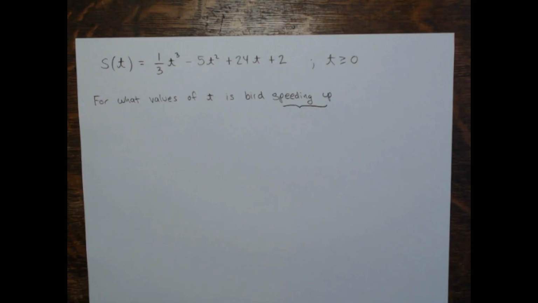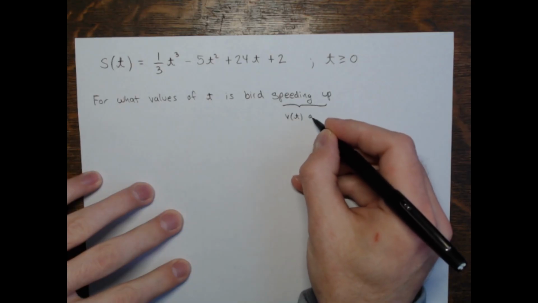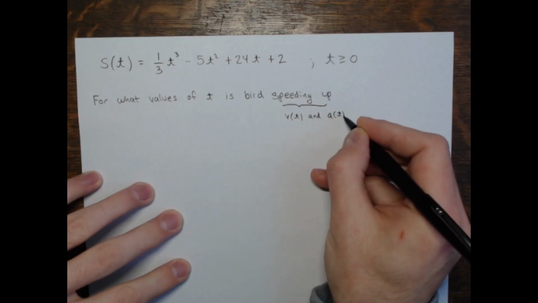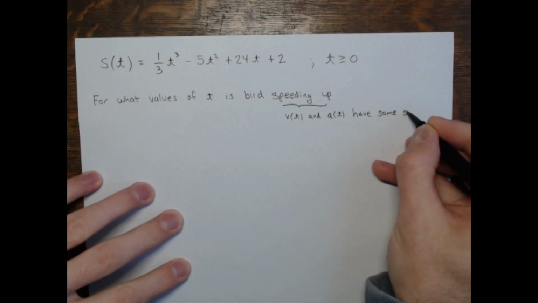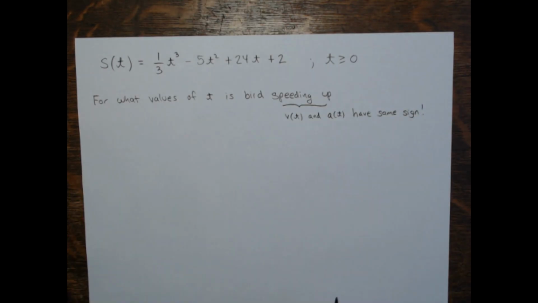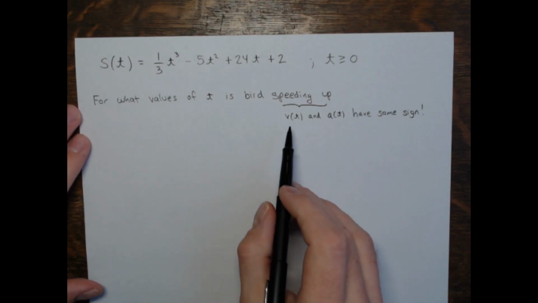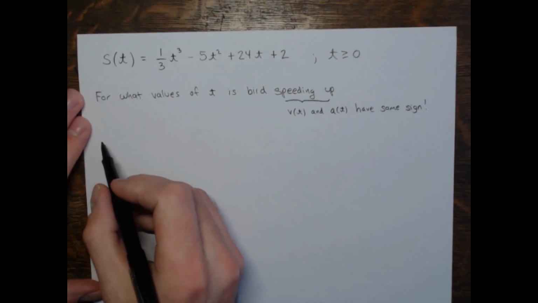Speed, how fast they're going, will be increasing if they're moving in the same direction that they're being pulled, right? If you're moving with the wind or with the water. So this is, again, where velocity and acceleration, v of t and a of t, have the same sign, right? They're both positive or both negative. So we're looking for values of t that make this happen. So I need to know my velocity and acceleration functions.